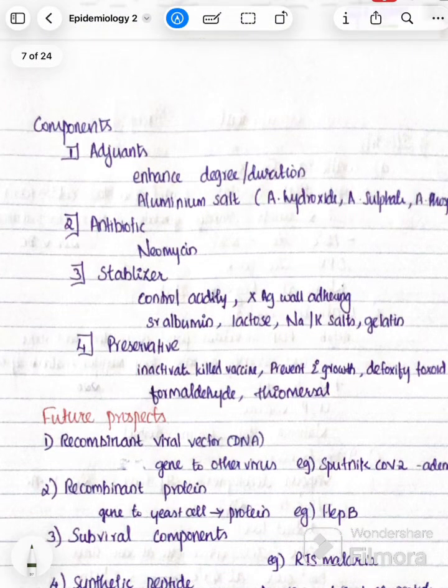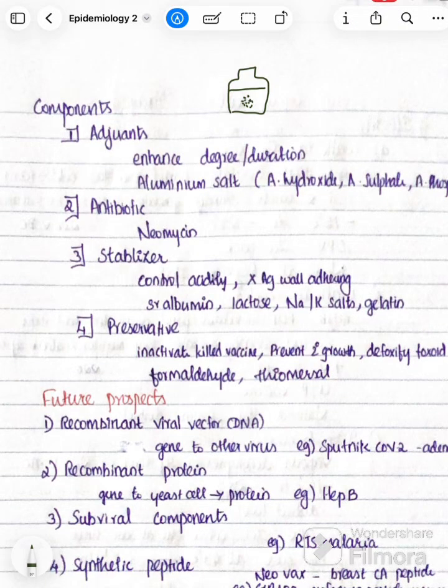Now components of vaccine. Vaccines are not only made up of infectious agent or toxoids. The components of vaccines are adjuvants, antibiotics, stabilizer, and preservative. Adjuvants are used to enhance the degree or duration of the vaccine response. We have aluminium salts: aluminium hydroxide, sulfate, and phosphate. The antibiotic used in vaccine is neomycin, to prevent secondary bacterial growth.